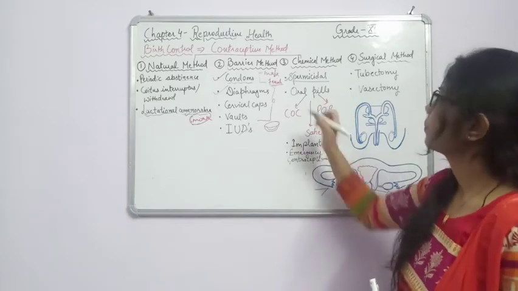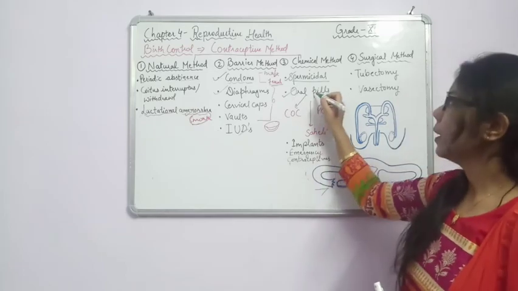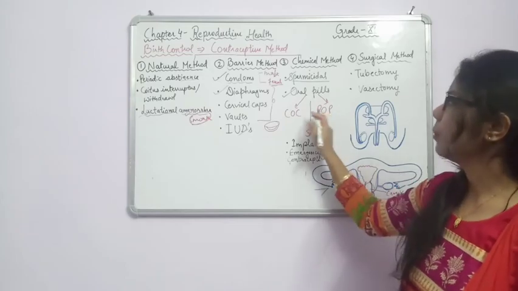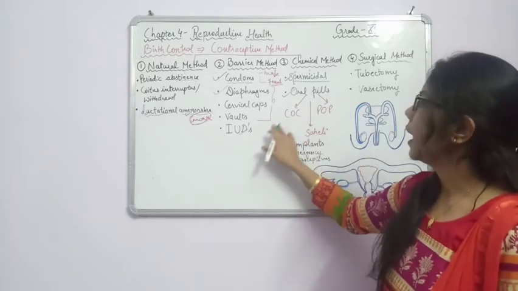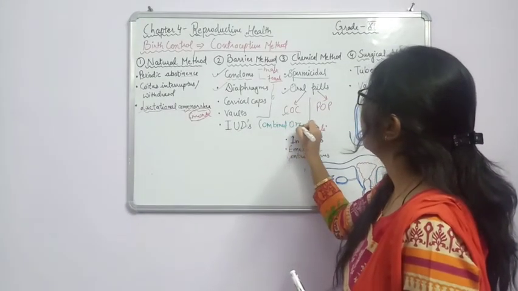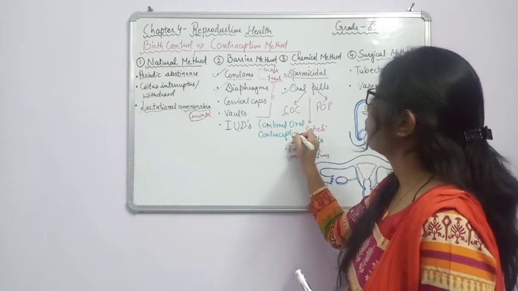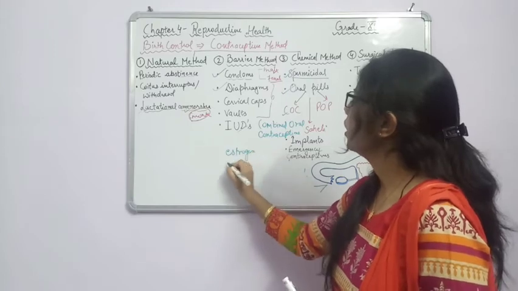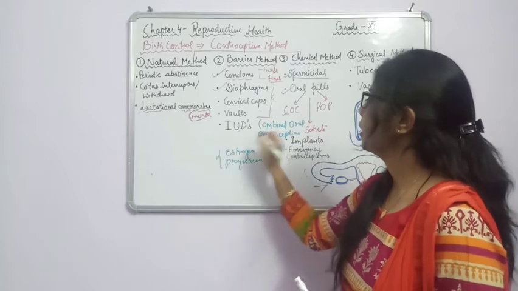Another one is oral pills. We all know about the oral pills. The medicines which are taken orally are known as oral pills. Again, they can be of two types, COC and POP. What is the meaning of COC? Combined oral contraceptives. It means that it is a combination of estrogen and progesterone. Both are included in these pills.